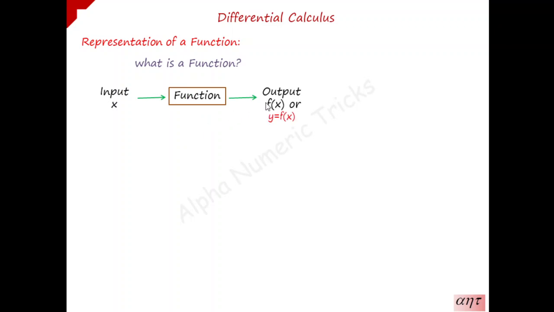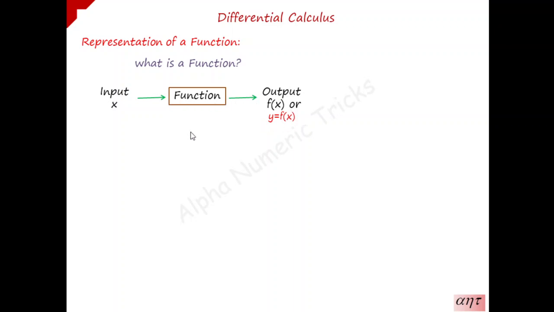Now we will see what a function is. Suppose some input x is given to a machine or something like that. After some operations, you get the output f of x, or you can say y is equal to f of x. So in this function, some manipulations are going on. After that, you give one input and exactly one output is obtained.